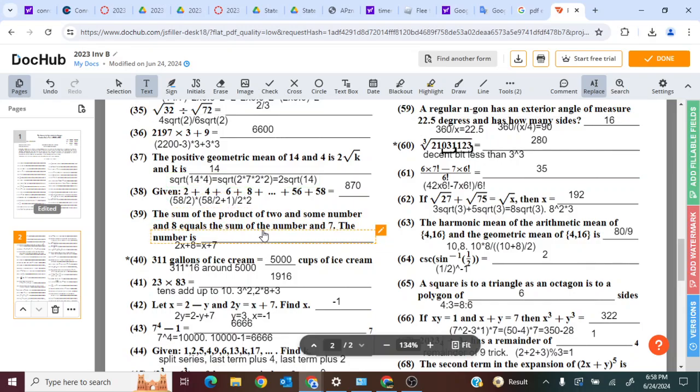Product of 2 and some number and 8 equals the sum of some number and 7. That number is what? You're just writing this equation right here. Simple enough.